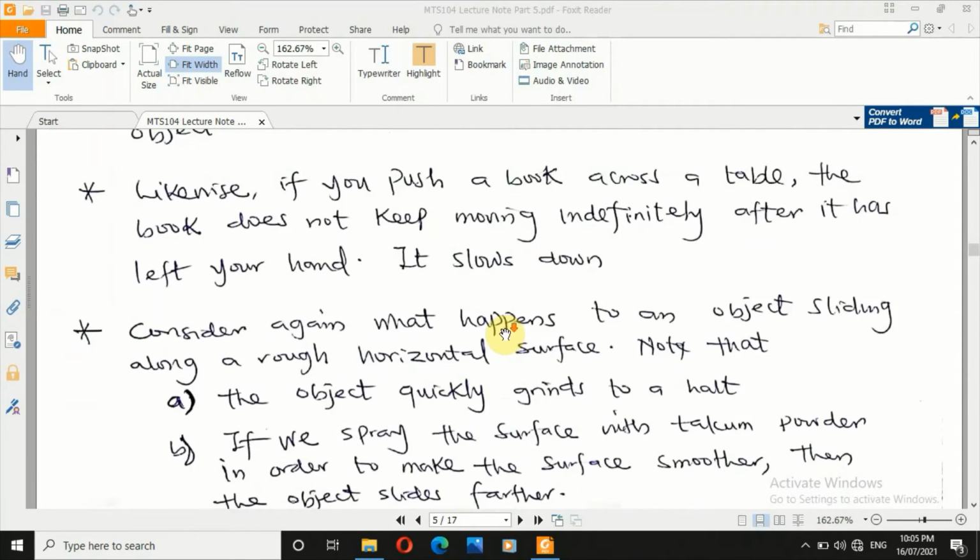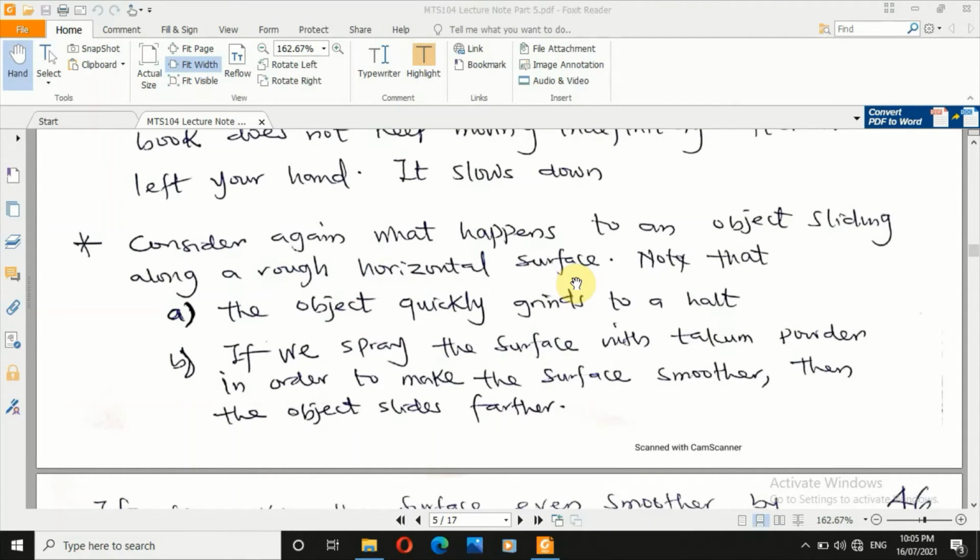Let's consider again what happens to an object sliding along a rough horizontal surface. If the surface is rough, the object quickly grinds to a halt. It means the object will quickly stop because the surface is rough, and when the surface is rough, the friction is very high. If we spray the surface with talcum powder in order to make it smoother, then the object slides farther. In this case, there is a machine that carpenters in the furniture trade normally use to clean the surface, to make it shiny and smooth.